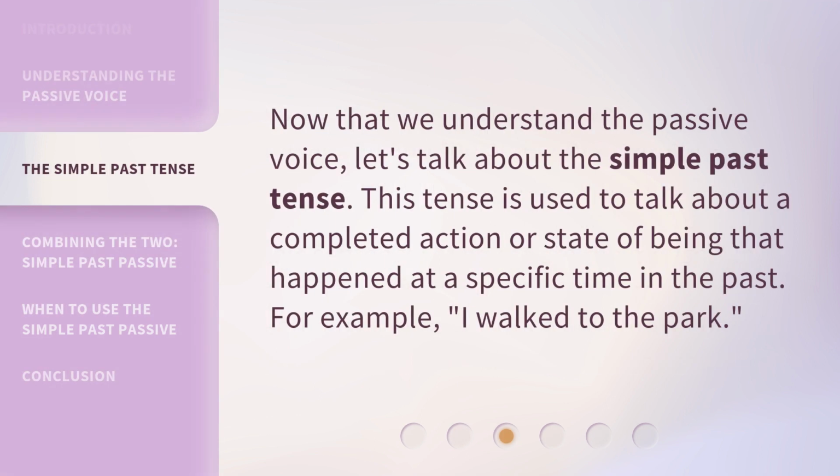Now that we understand the passive voice, let's talk about the simple past tense. This tense is used to talk about a completed action or state of being that happened at a specific time in the past. For example, I walked to the park.